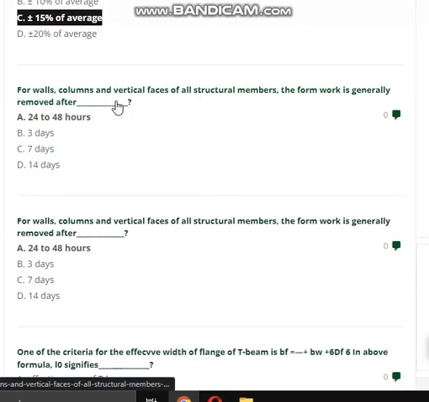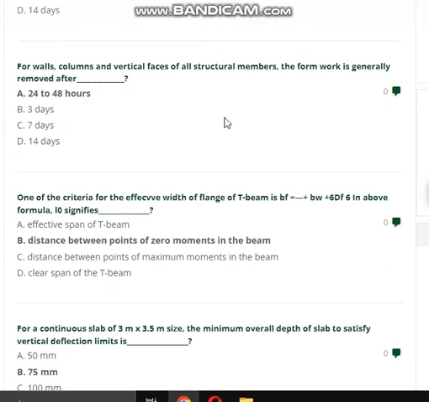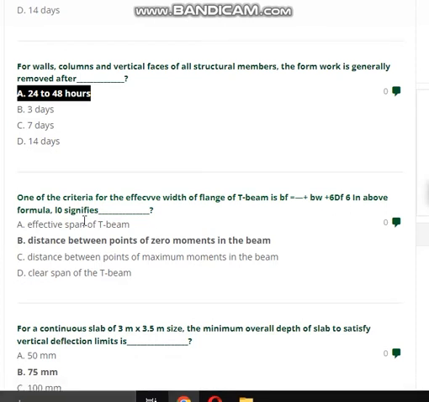For walls, columns and vertical faces of all structural members, the form work is generally removed after 24 to 48 hours. For walls, columns and vertical faces of all structural members, the form work is generally removed after 24 to 48 hours, repeated. One of the criteria for effective width of flange of T-beam is bf equals bw plus L0 by 6 plus 6Df, where L0 in the above formula is the distance between points of zero moment in the beam.